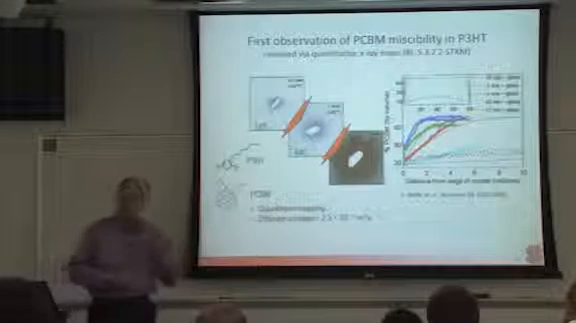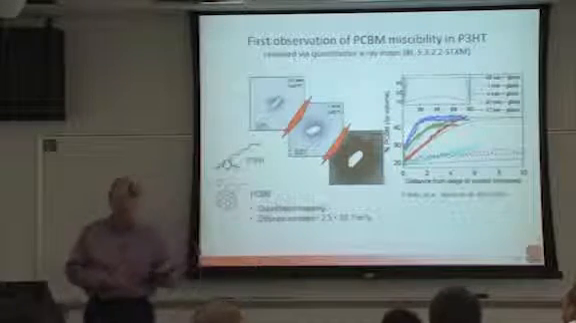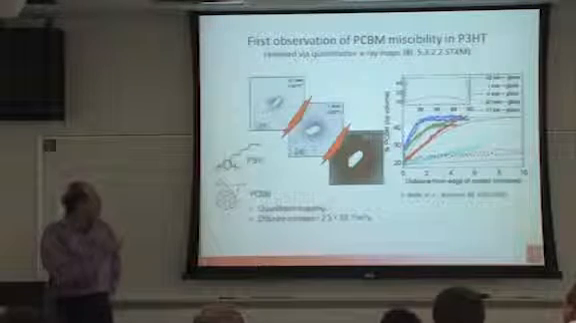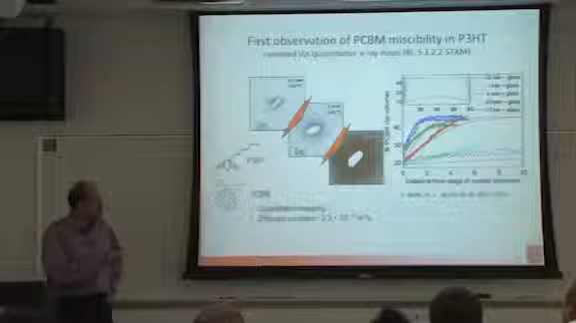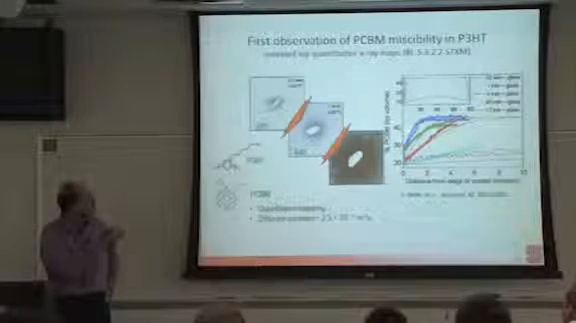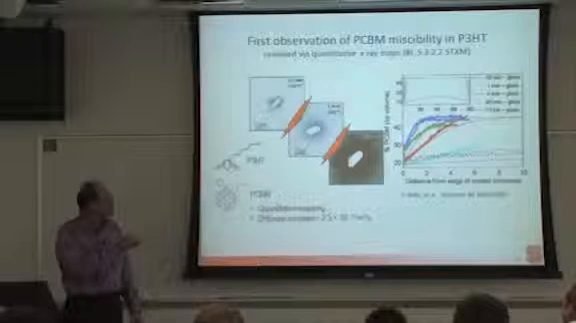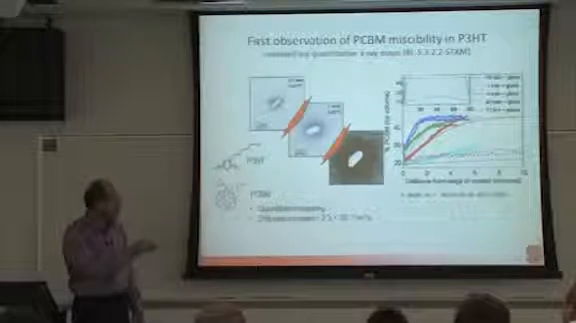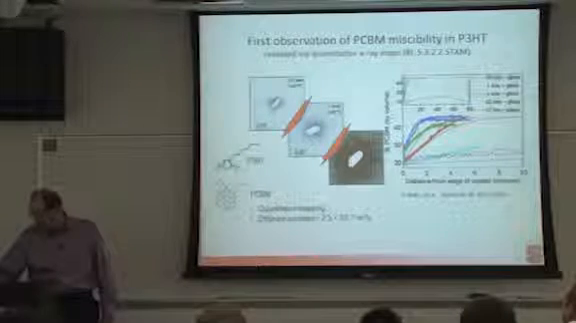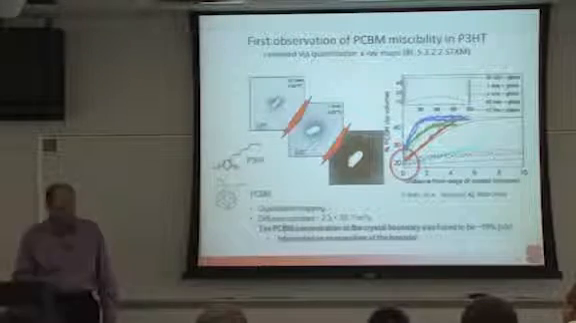So the first indication in the microscope, the first observation that PCBM is miscible in at least the amorphous part of P3HT, was in 2009. When we initially were interested in just measuring the diffusion constant, we looked at the depletion zone around one of these PCBM domains as a function of time, plotted that, fitted with a Fickian diffusion profile and extracted the diffusion constant. So that was all fine.